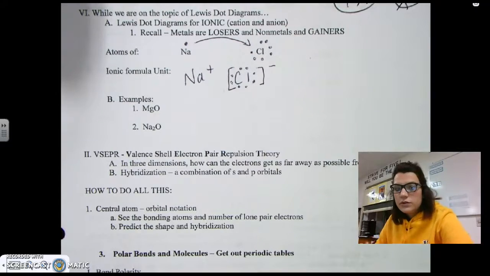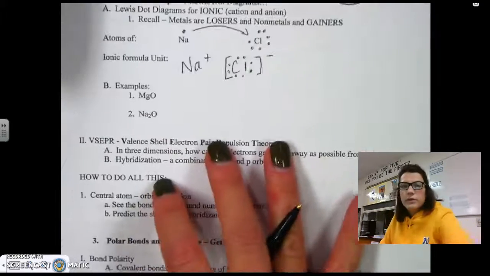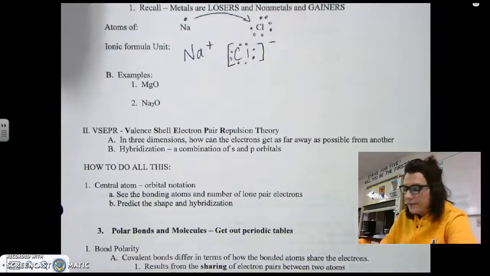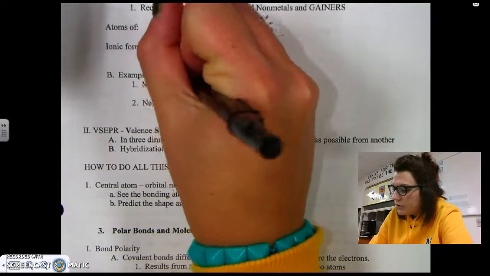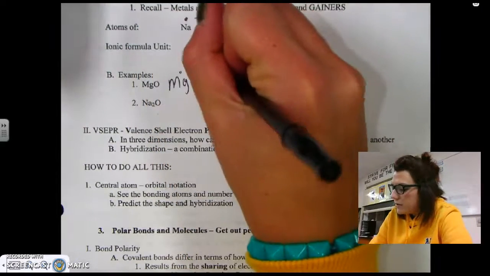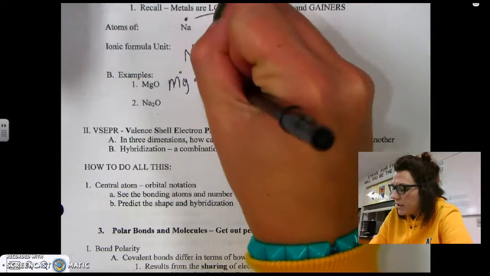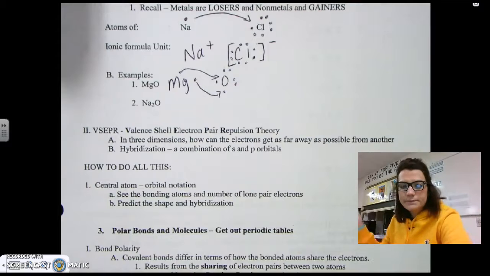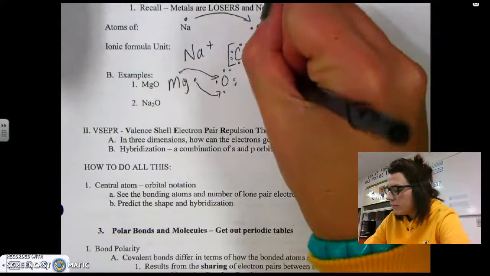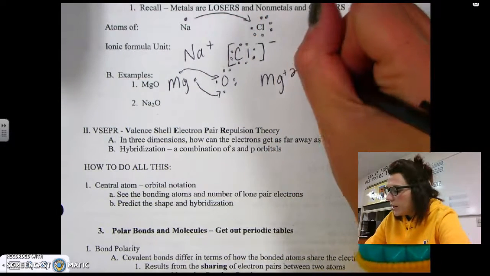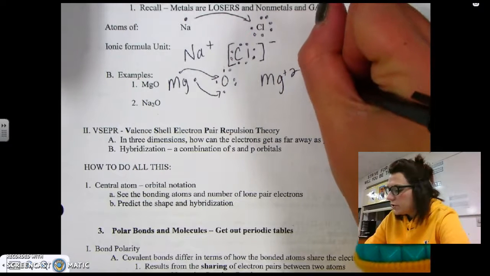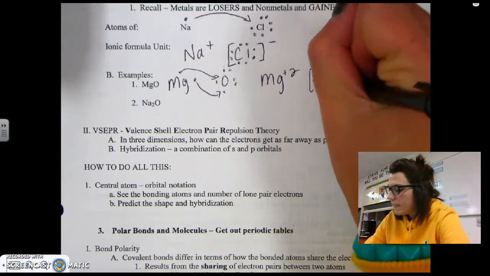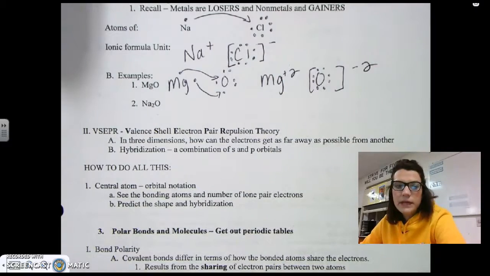Okay, I'm going to do 2 more examples for this. So you have MgO, so magnesium has 2 valence electrons, oxygen has 6 valence electrons. Magnesium will give its 2 electrons to oxygen, making it Mg2+, and oxygen, we're going to box it in because they're not sharing, they're losing and gaining, and it gained 2 electrons, so it would be -2.